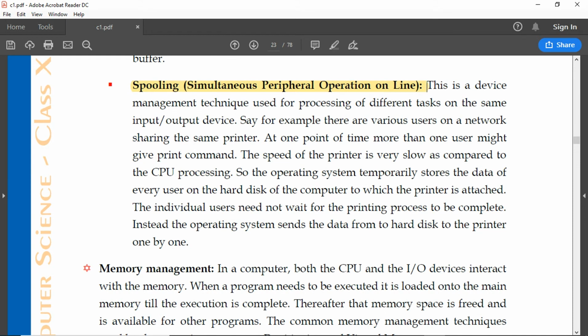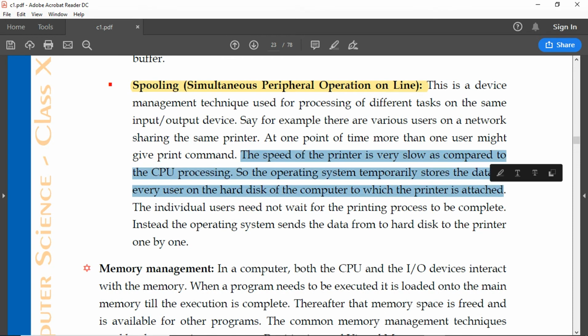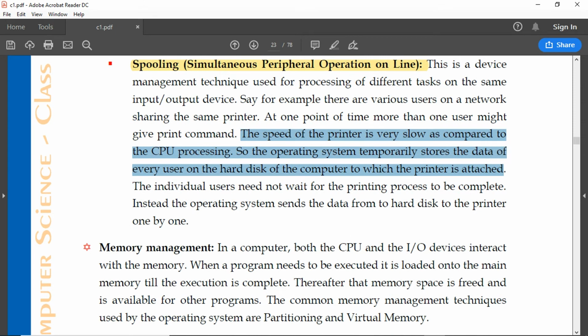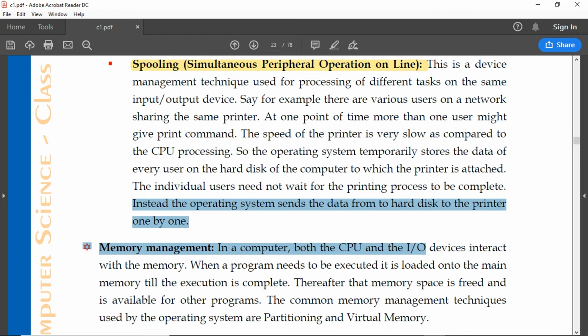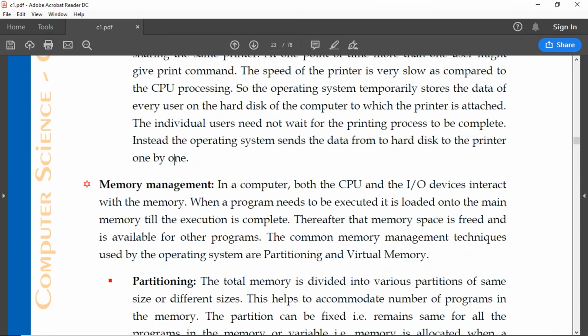So the operating system temporarily stores the data of every user on the hard disk of the computer to which the printer is attached. The individual users need not wait for the printing process to be complete. Instead, the operating system sends the data from the hard disk to the printer one by one. Memory management.